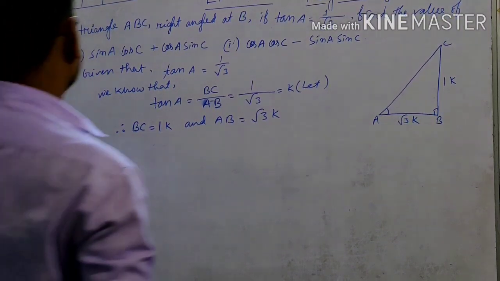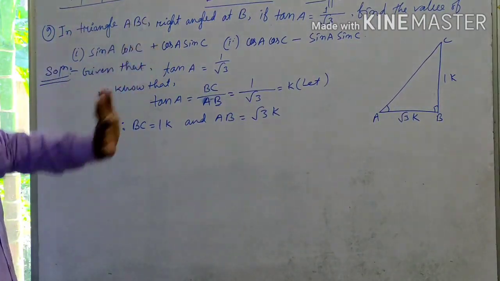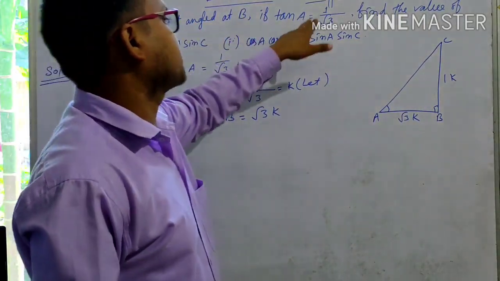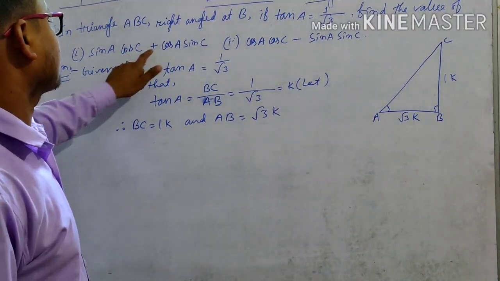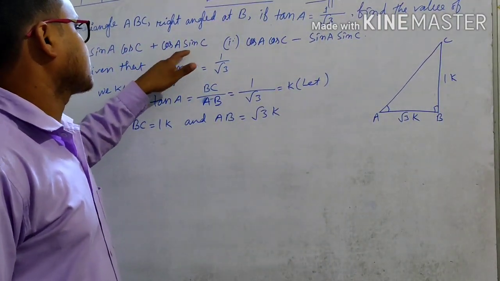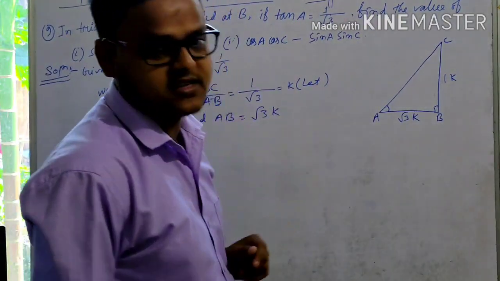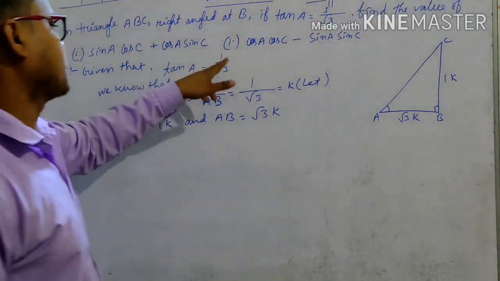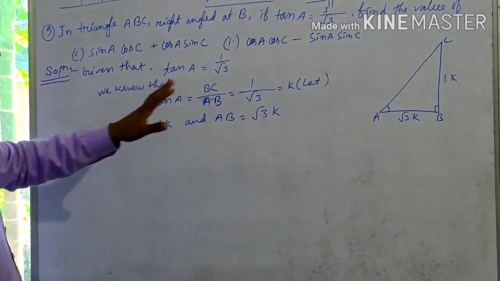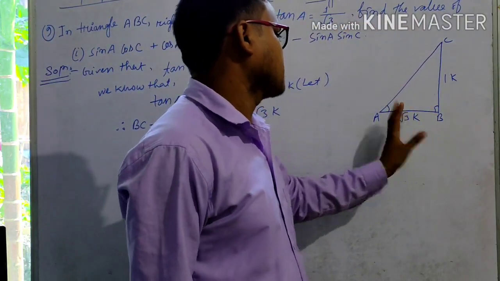So now I continue with question number 9. In a triangle ABC, right angle at B, if tan A equals 1 by root 3, find the value of sin A cos C plus cos A sin C and cos A cos C minus sin A sin C. Similar process. So it is given that tan A equals 1 by root 3. So we consider a right angle triangle, and here B is the right angle.